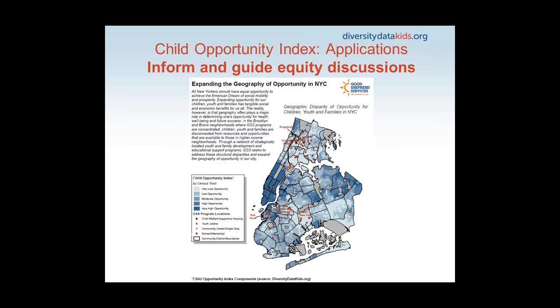We launched the Child Opportunity Index about a year ago and have already seen exciting applications of the data and maps. First, the Child Opportunity Index can inform and help guide discussions about equity in a community. For example, Good Shepherd in New York City is using the index to show that in the Brooklyn and Bronx neighborhoods where their programs are concentrated, children, youth, and families are disconnected from resources and opportunities available in other neighborhoods. Through a network of strategically located youth and family development and educational programs, Good Shepherd is trying to address these inequities.